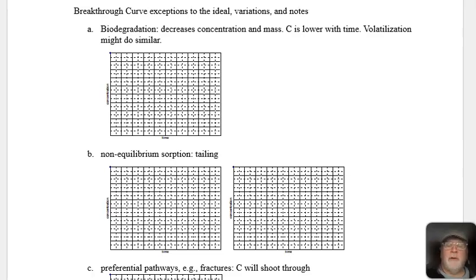In this final video in the transport and fate unit, we're going to go through some review of breakthrough curves and plumes and also talk about some different variations, and then I'll go through the transport and fate homework.